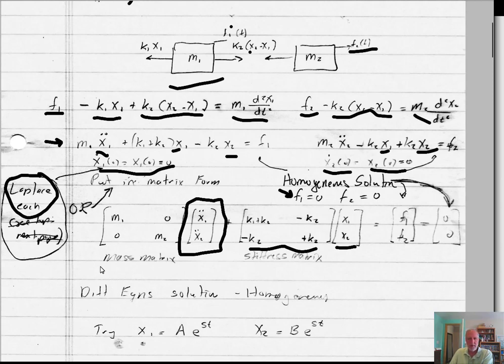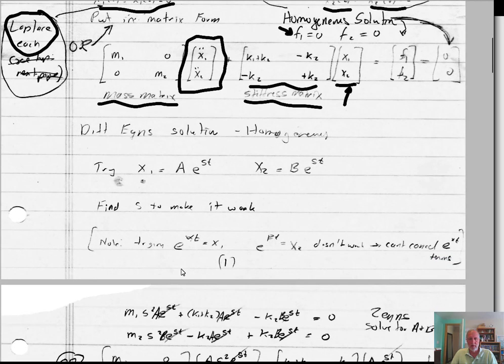So this is called the mass matrix because, for obvious reasons, it has the masses in it, multiplies the double derivatives. This is called the stiffness matrix because it contains the spring stiffnesses, multiplies x, no dots. If we had dampers in here, which I didn't include because it makes it more complicated, we would have a damping matrix as well that multiplies x1 dot, x2 dot.